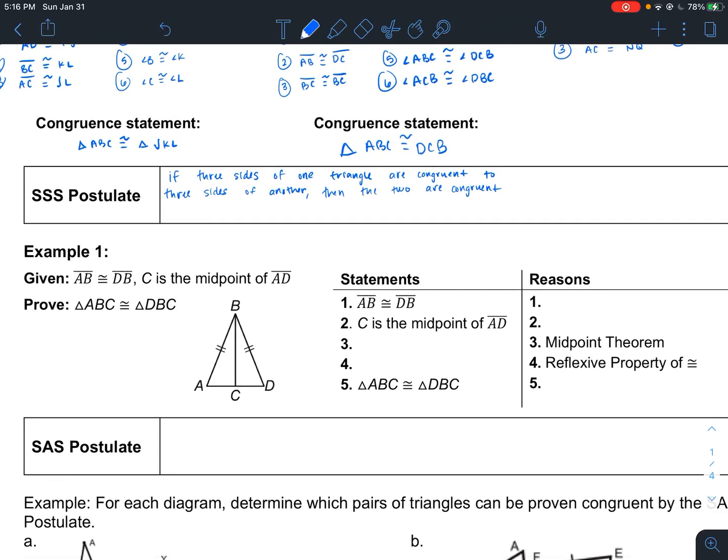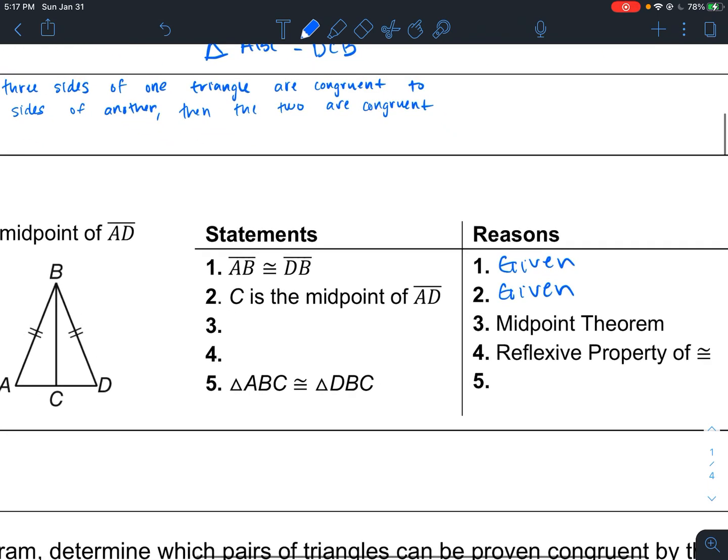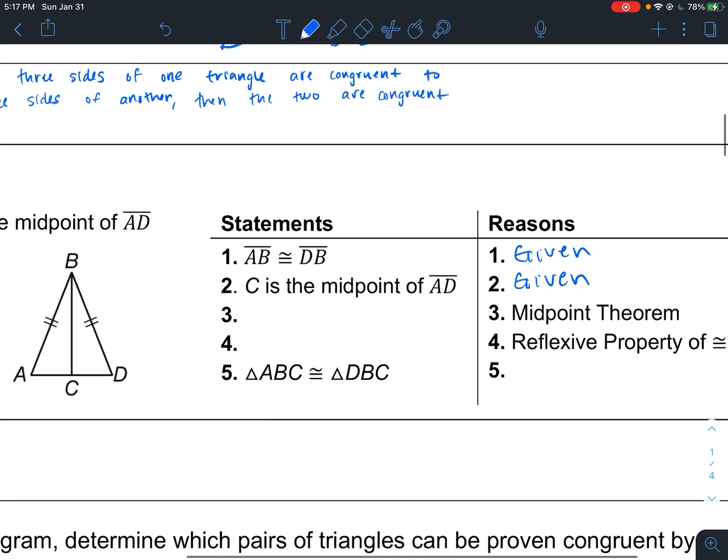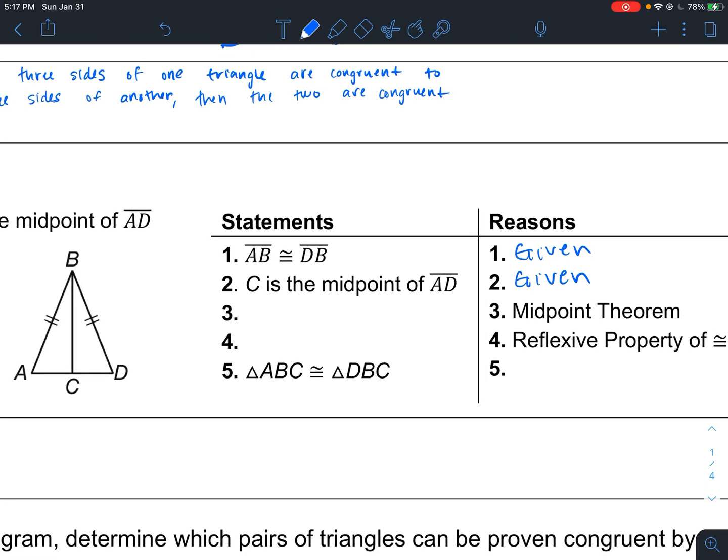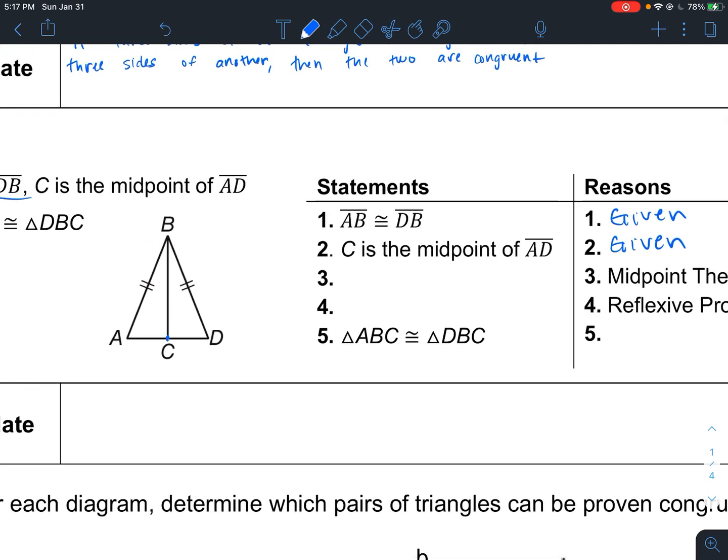So AB is congruent with DB. Now that was given to us, so we're going to write in the reasons column that this was given. And that C is a midpoint of AD, well, that was also given to us. Okay, so now here it gives us the reason, the midpoint theorem. We haven't gone through the midpoint theorem yet, but we will later on in this video, or a series of videos.